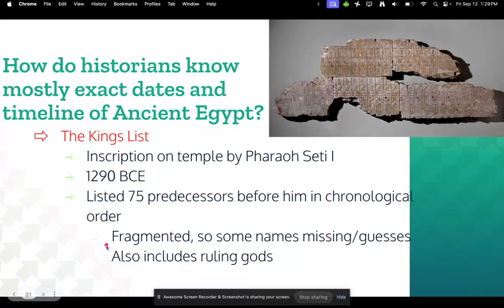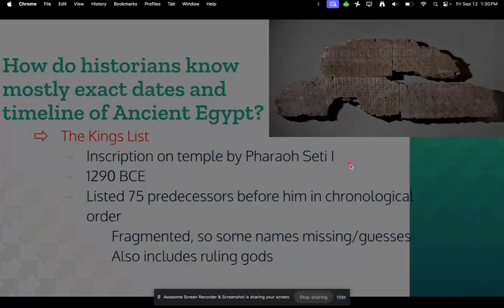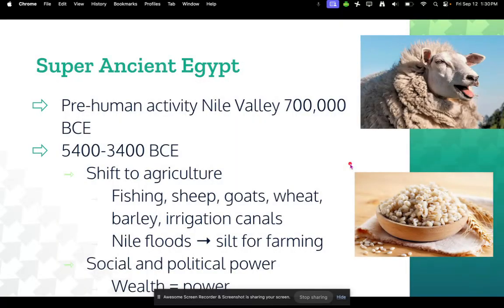The hard part is that, as you can see, it is fragmented. So many of the names are missing, or historians have to take guesses on them. It also gets a little confusing because some of these inscriptions are based in mythology, so they include ruling gods in their mythology that ruled during time periods as well. But for the most part, it is a huge help for ancient Egyptian historians.